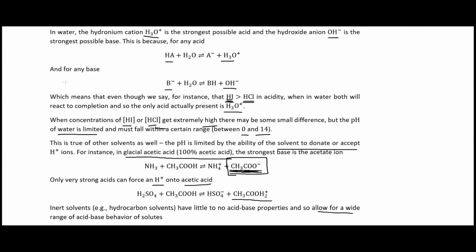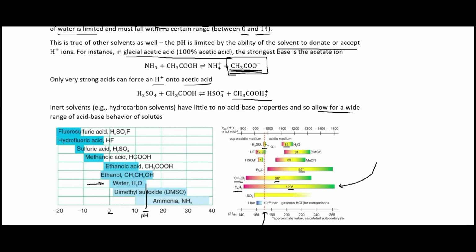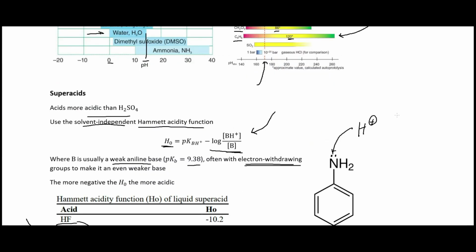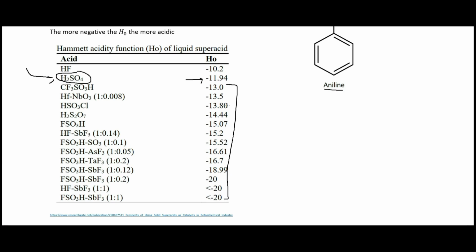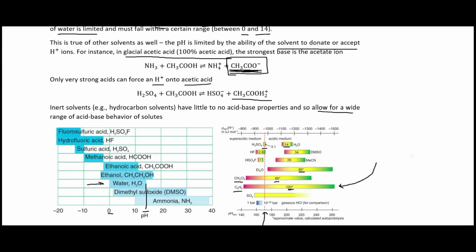Then there is the leveling effect, which is just saying that the solvent that you put your acid into is going to affect the ultimate strength of the acid, where different solvents can have different pH ranges, and so they can have different acid strengths just based on what solvent it is dissolved into. And using that, we can find these superacids, which in different solvents can become even stronger acids than what you would find in water.